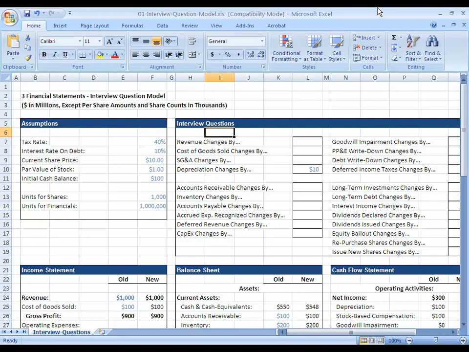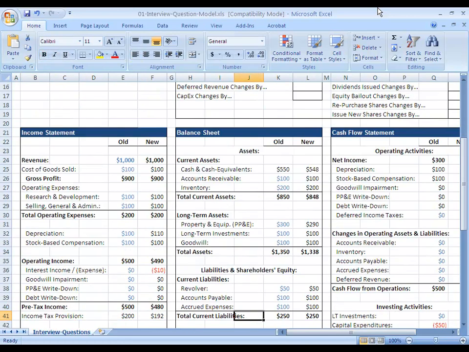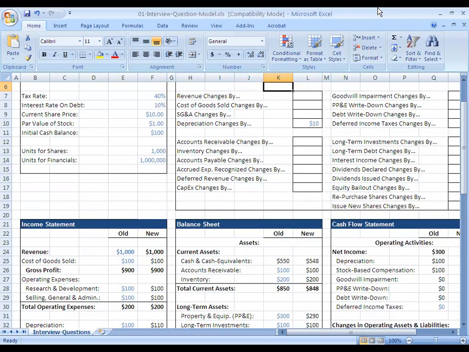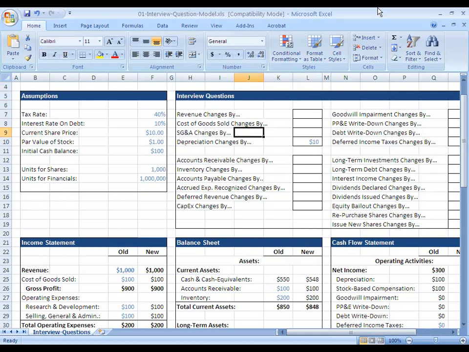Just to recap, in the first video in this series, we assumed that our property and equipment went up by 100 because we spent 100 on additional capex. That was at the very instant that we purchased the factory. And then to balance that, the long-term debt also went up by 100. So that was step one: actually buying the factories with debt.